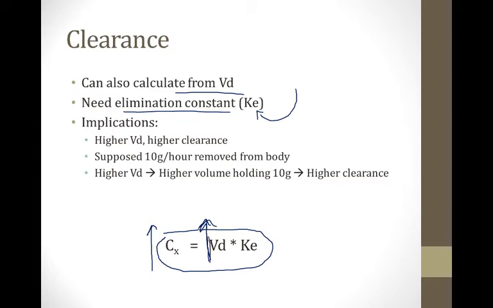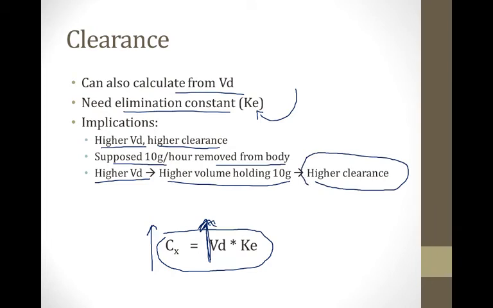So the higher the volume of distribution, the more plasma that gets cleared when the kidneys remove a certain number of grams. So I've summarized that for you up here. The higher the volume of distribution, the higher the clearance. And suppose 10 grams an hour is removed from the body. If you have a higher volume of distribution for the drug, there's a higher volume holding that 10 grams, and therefore you have a higher clearance per unit time.